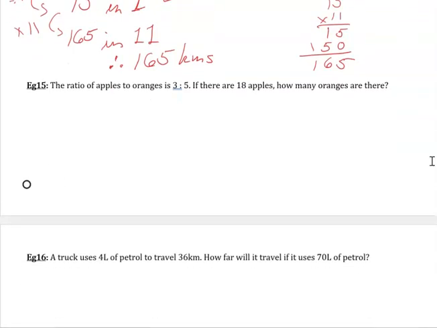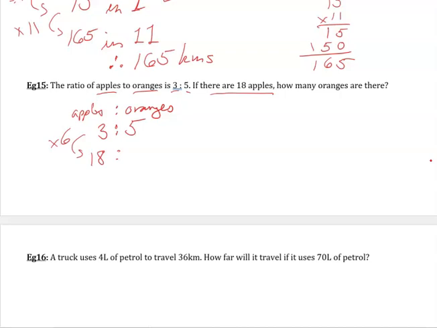The ratio of apples first, oranges second, is 3 to 5. There are 18 apples. How many oranges are there? I always like to just rewrite, you don't have to, so I know I'm talking about the right thing. Apples first, oranges second, but now there are 18 apples, so apples was first, and the unknown is second. How did I get from 3 to 18? I can multiply that by 6, and that gives me 18. I do the same thing on the other side, and that gives me 30. So there are 30 oranges for every 18 apples.